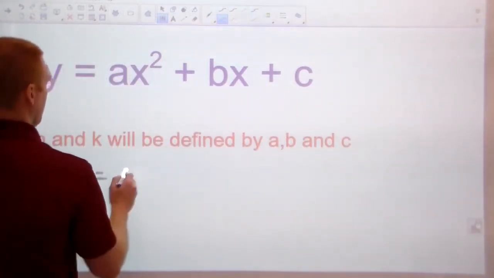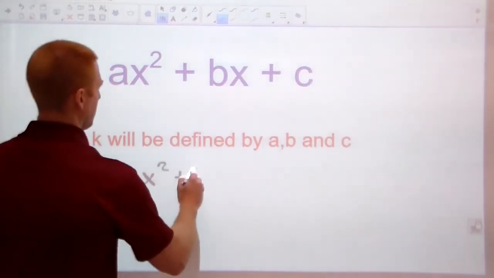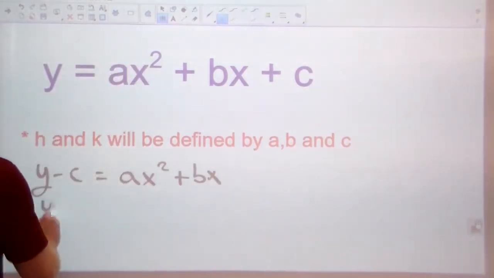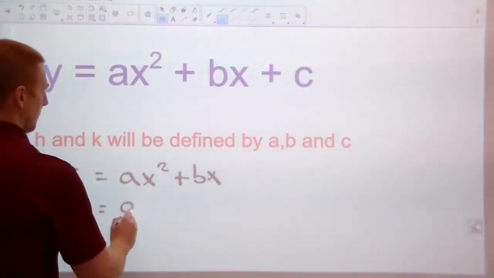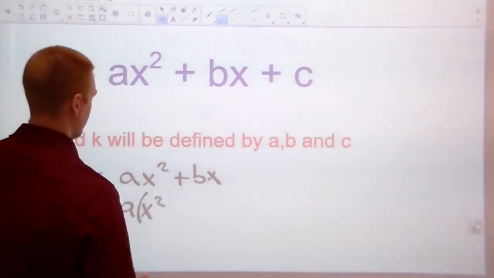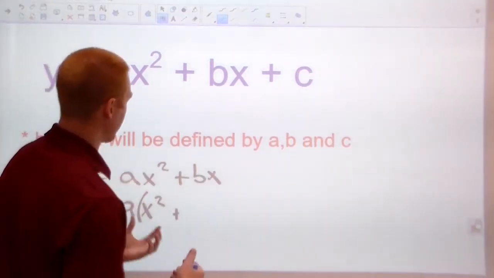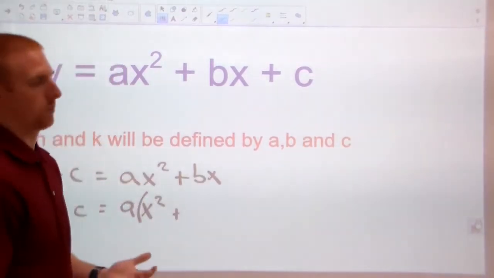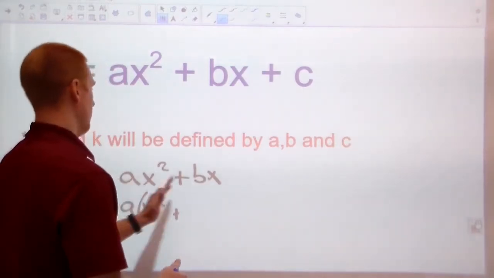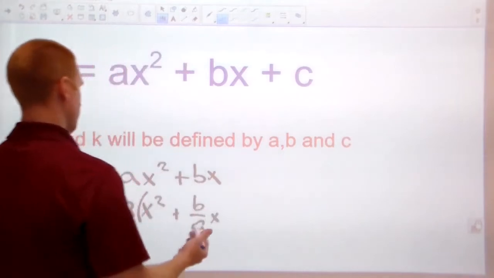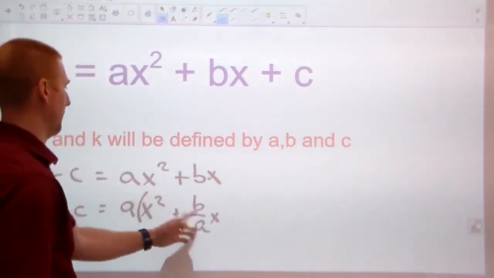So y minus c is ax squared plus bx. All right, next up, I'm going to factor out that a. Now, this is one of those cases where there's no common factors, so if you factor, you're kind of dividing out. That's one way to think about it. So if you divided b by a, you get b over a. And if you distribute back out, it checks out.